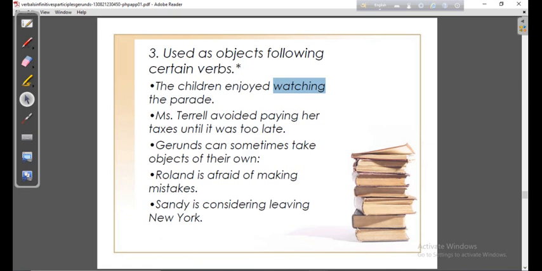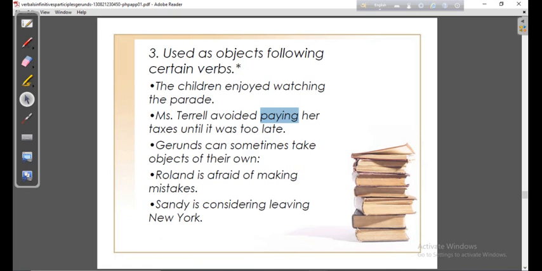My child avoided paying her taxes until it was too late. Avoided is the main verb, and paying here is the gerund. Because it's the verb form pay, it has taken ing, and here it is working like a noun.